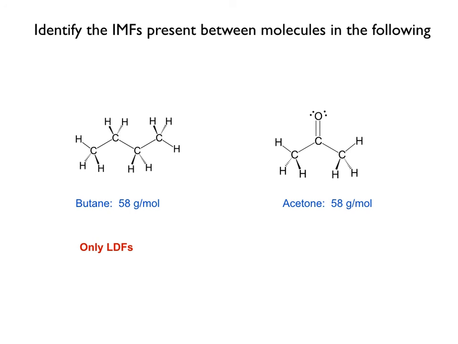On the right we have acetone. Now acetone has carbon and hydrogen bonds, but it also has that C double bond O. So that C double bond O represents a polar bond. So this would be a polar molecule, and once we identify it to be polar, we can say it is going to have London dispersion forces and dipole-dipole interactions. However, it has no hydrogen bonding capability because there's no hydrogen bound to an oxygen, nitrogen, or fluorine.